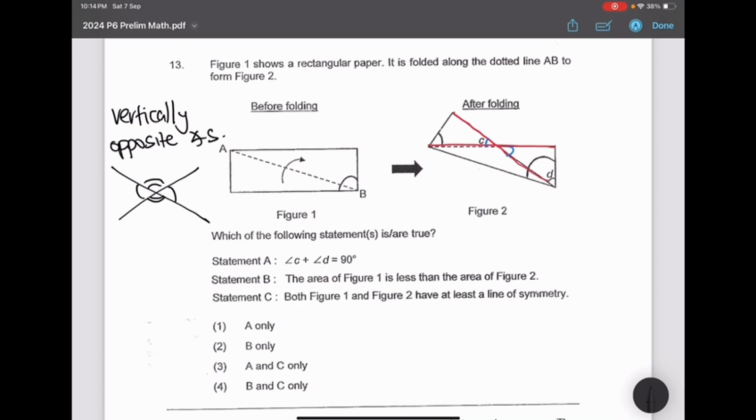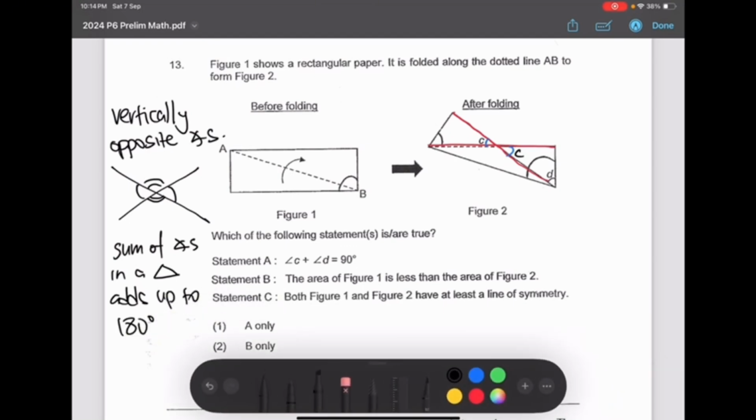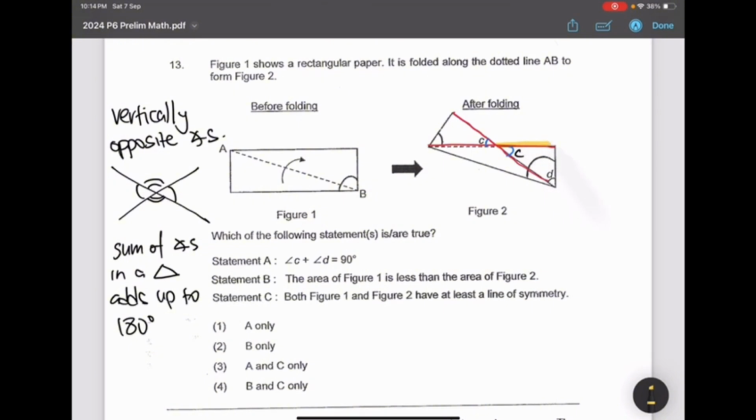So knowing this, I have another angle C over here. And the next concept I want to use is the sum of angles in a triangle. It adds up to 180 degrees. I'm going to direct our attention to this triangle over here. Knowing that this corner is 90 degrees and the sum of this 90 degrees plus C and D equals 180, C plus D has to equal 90 degrees. Statement A checks out. It is true.